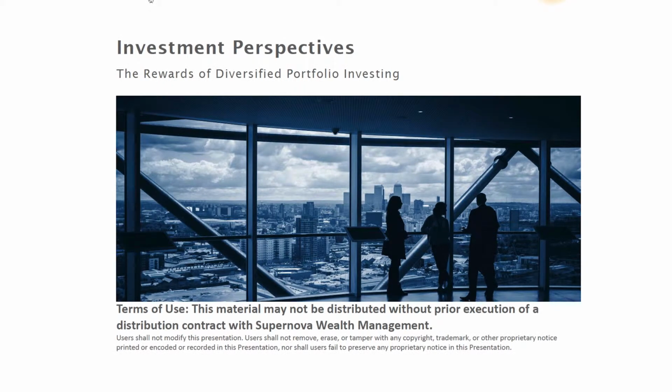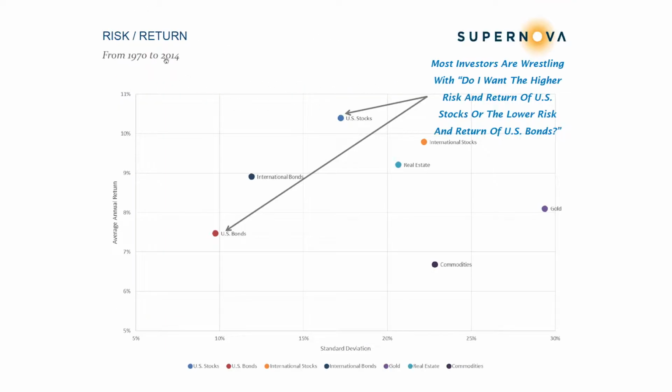Let's discuss the rewards of diversified portfolio investing. Here we show 45 years of risk and return data for 7 different asset classes. What's interesting about 45 years is that over the last 45 years, we had periods of rising rates and periods of falling rates, periods where U.S. stocks were increasing and periods where they were decreasing, periods where commodities were booming and commodities were busting.